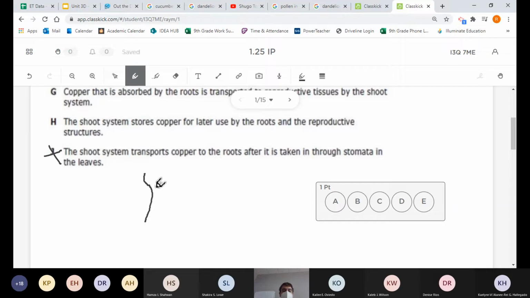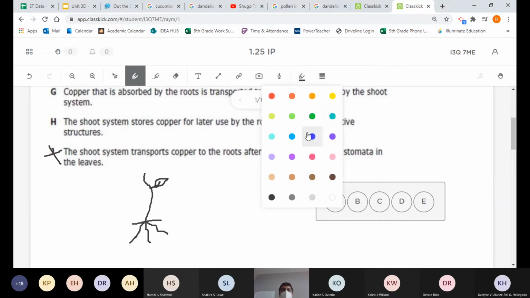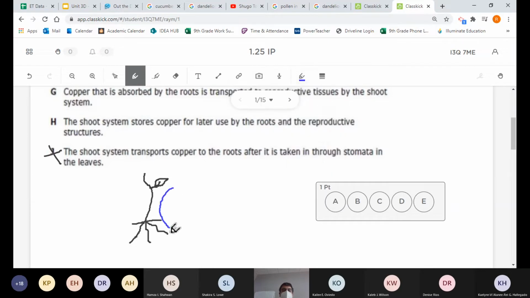So from what we know about plants, we got a leaf right here. Leaves are going to be carrying out photosynthesis, right? So if the leaves are carrying out photosynthesis, which is regulated by the stomata, letting in air, that sort of thing, it's saying that the leaf is going to take in something, and then it's going to go from the leaf down to the roots. That sounds wrong, right? From what we understand, things are being absorbed from the roots going up the plant to the leaves. So J is wrong because it's totally wrong.